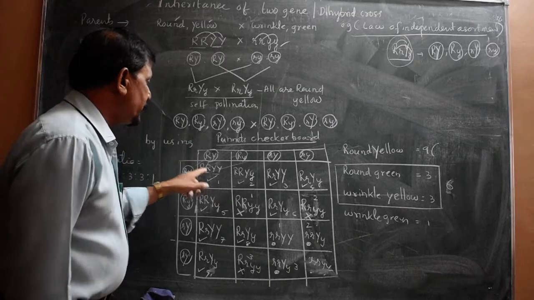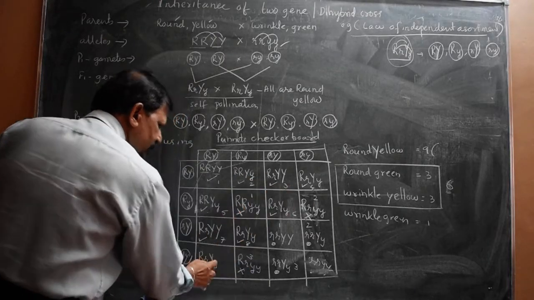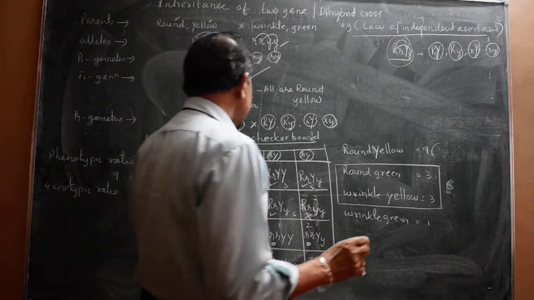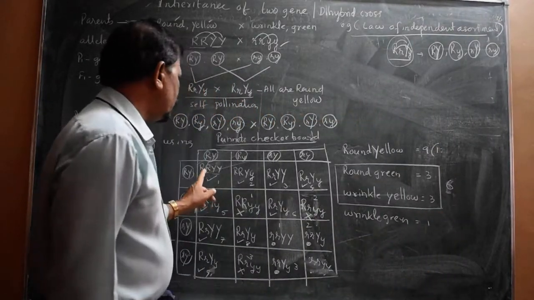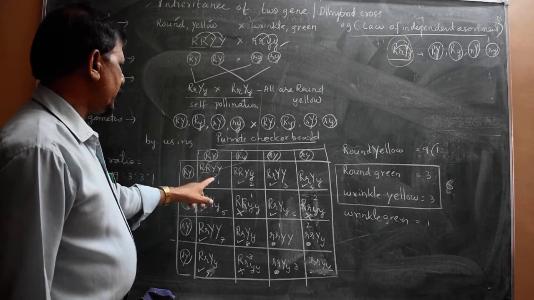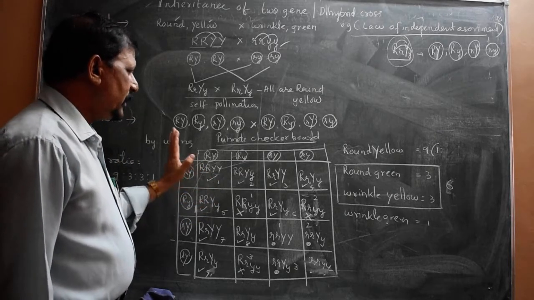Is there any other type of round yellow here? No. This is only the homozygous. There is no other plant of this type, capital R, capital Y. This is the only plant.